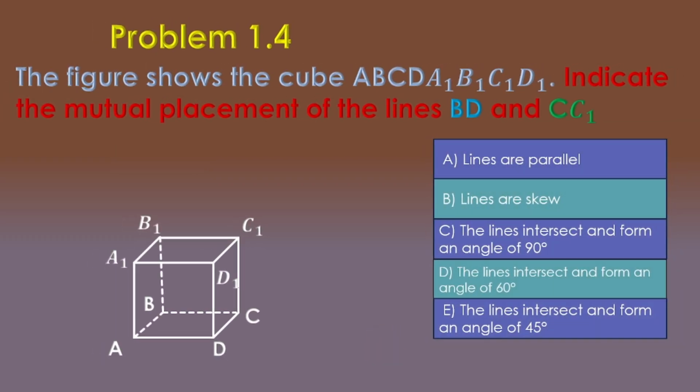Problem 1.4. Indicate the mutual location of the lines BD and CC1. Well, we mark these lines on this cube and we see that they lie in different planes. They will never intersect. Therefore, they will be skew. So the answer is B.